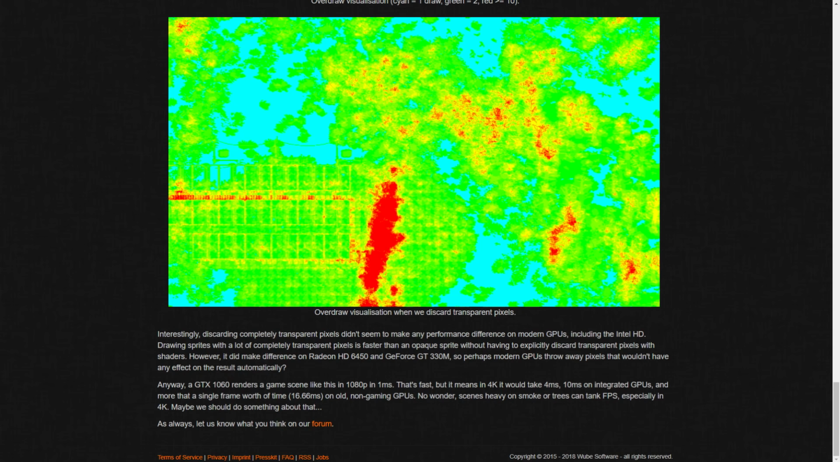So GTX 1060 renders a game scene like this in 1080p in 1 millisecond. That's fast, but it means in 4K it would take 4 milliseconds, 10 milliseconds on integrated GPUs, and more than a single frame worth of time, 16.66 milliseconds, on old non-gaming GPUs. No wonder scenes heavy on smoke or trees can tank FPS, especially in 4K. Maybe we should do something about that. Yeah, that'd be nice.